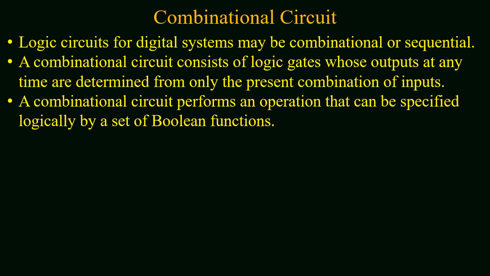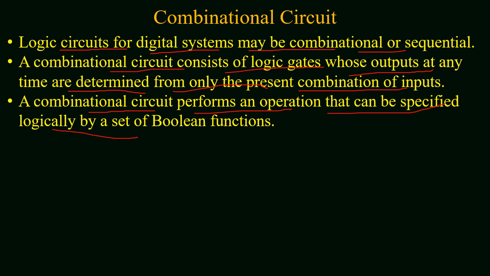The logic circuit for a digital system may be combinational or sequential. A combinational circuit consists of logic gates whose output at any time is determined from only the present combination of the inputs. Or we can say that the output of a combinational circuit is only dependent on present input. And the combinational circuit performs operations that can be specified logically by a set of Boolean functions.